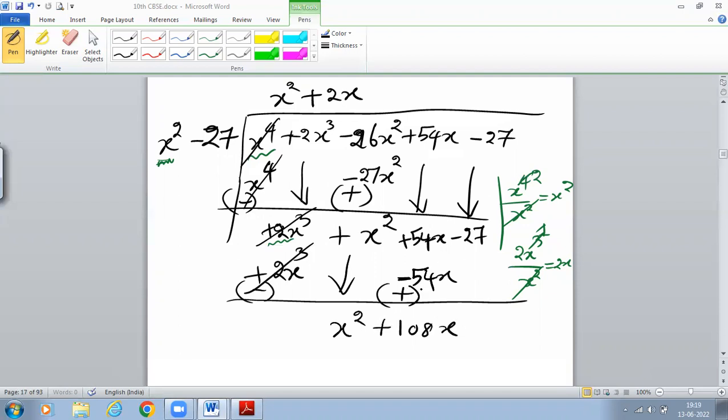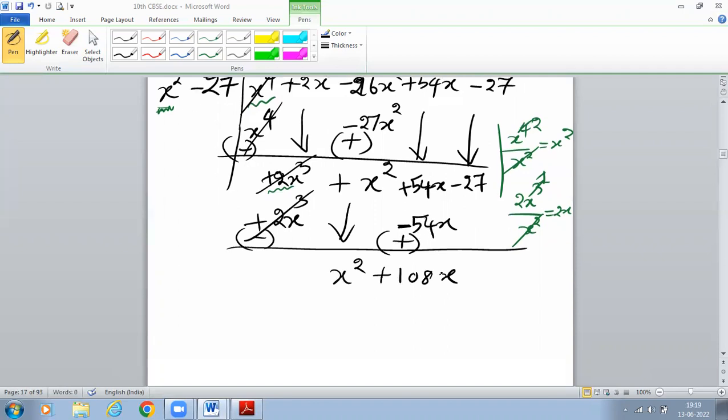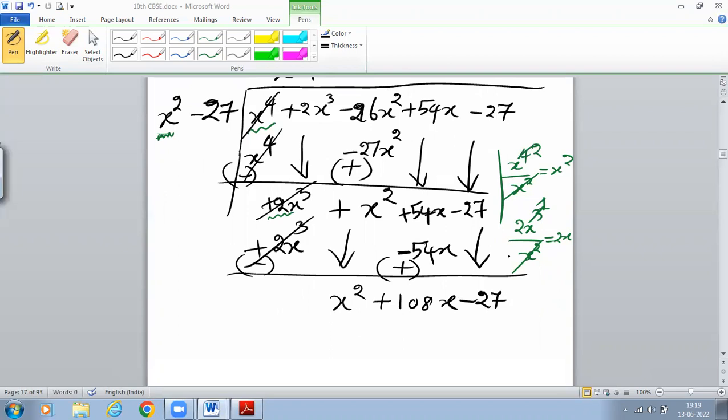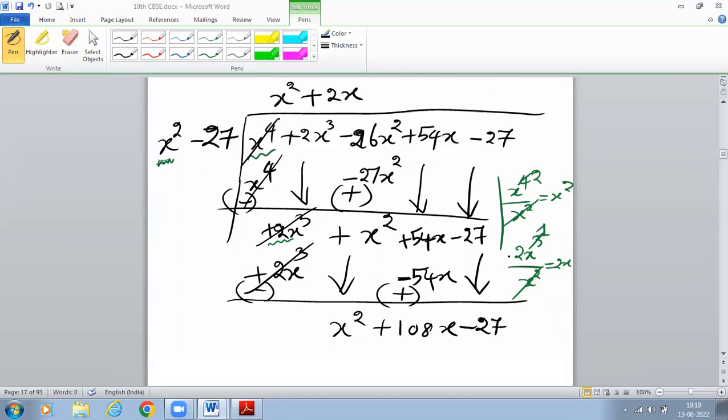Okay, 54x plus 54x is 108x. Now there is one more term remaining. We can bring down that is minus 27. We can write it over here. Minus 27. Okay, please write up to this step now. Then I will continue. All of you write up to this step.